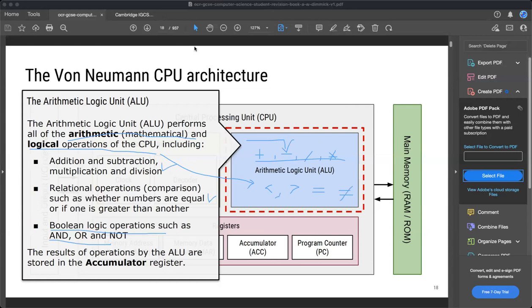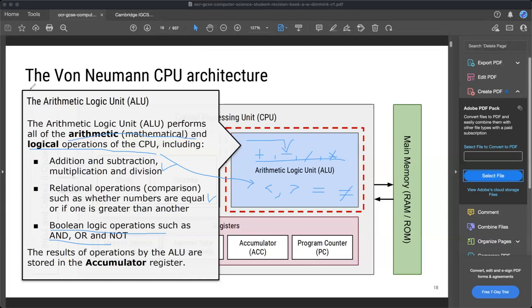What are Boolean operations? Do you know? AND, NOT, OR. AND is used for multiplication. OR is used for addition. And NOT is used to invert the value, like change the state. Like if you have a 1, you will get 0.